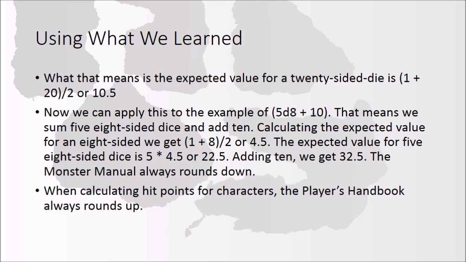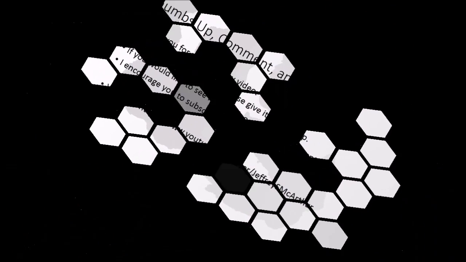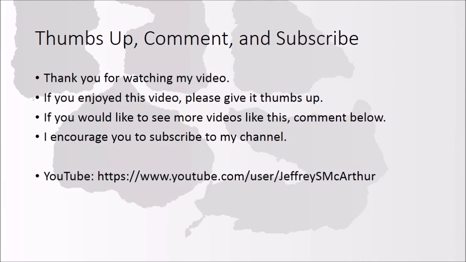Now the Monster Manual always rounds down. If you go into the Player's Handbook and see what happens when you add hit dice to players when they pick up a die, it always rounds up. I hope this explains how we get those numbers and how you could actually calculate them yourself.